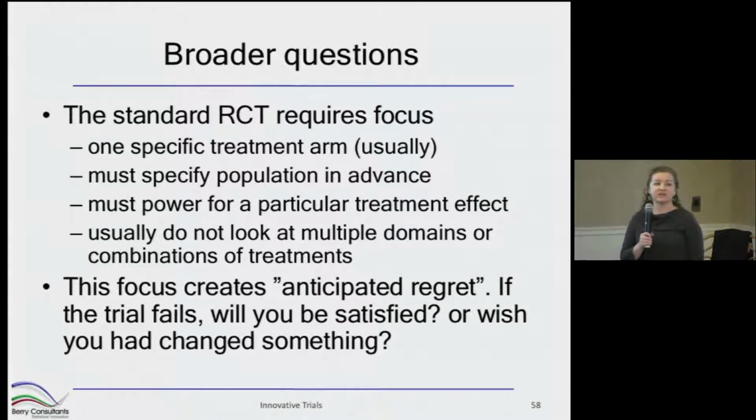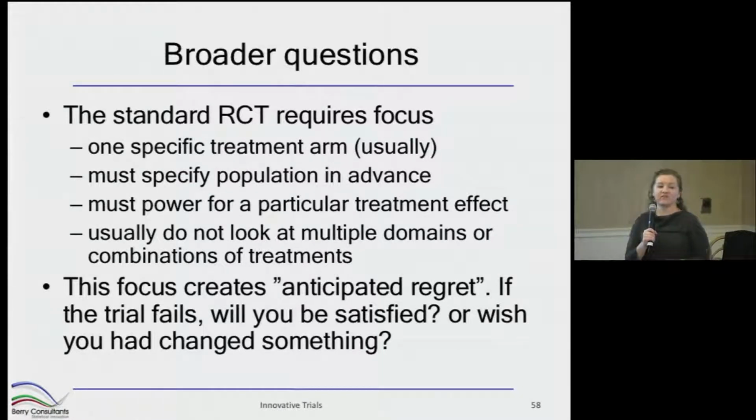So typically what we see is a trial that is a one-to-one randomization looking at one treatment versus control. We have a very specific homogeneous patient population that we're looking at. We've made an assumption about our treatment effect. And a lot of times our standard randomized trial doesn't look at a lot of different things, like we don't look at treatment combinations, we don't look at different what we call domains.